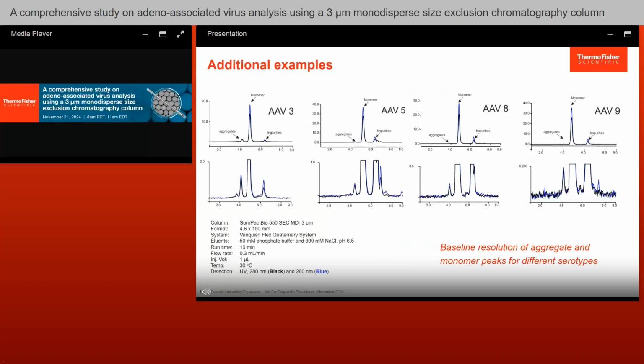So here are some additional examples. We have AAV3, AAV5, AAV8, and AAV9 here. The bottom is the enlarged chromatograms of the aggregate peaks or the impurity peaks, so that we can identify if the peak is the AAV peak, and we can see all of those are baseline separated. So the column definitely helps with the separation of aggregate and monomer with different serotypes.